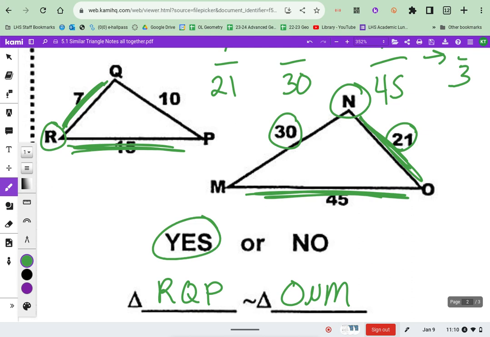If you're stuck looking at that first one, the smaller triangle is nested inside of the bigger triangle. That helps you. Okay, so the small triangle is this one right here. The bigger triangle is this one right here. And if we have measurements, let's just check.